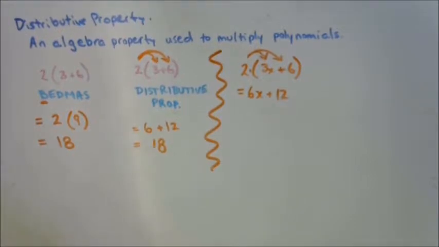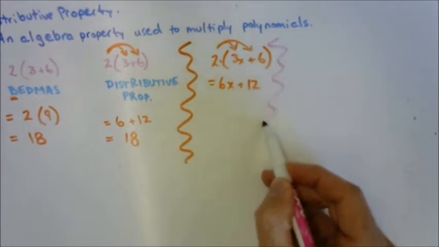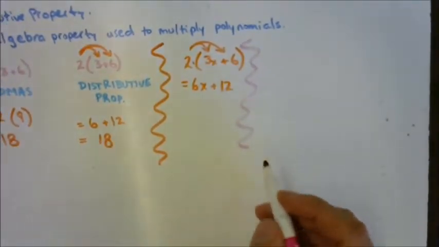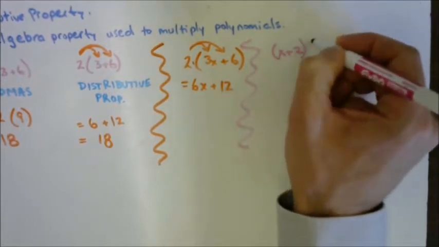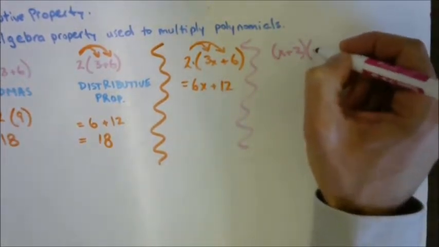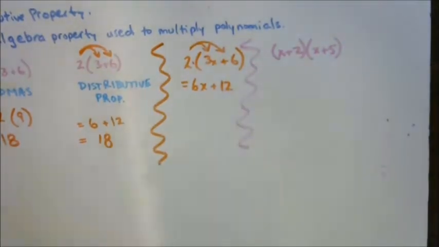Okay, let's do a more challenging example. Let's do 2 binomials. We've got x plus 2, and we're going to multiply that by x plus 5.